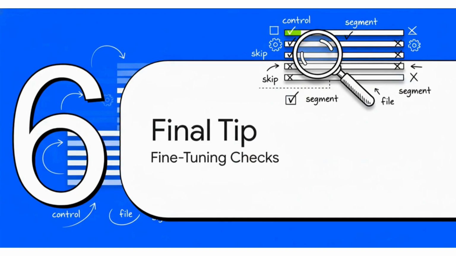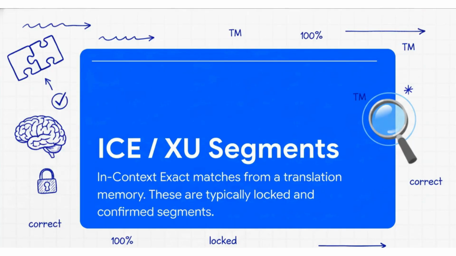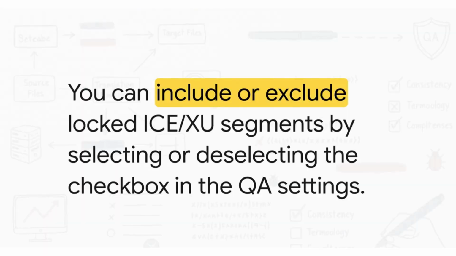Before we wrap this up, I want to leave you with one final, really useful tip. This is something that can save you a lot of time and help you focus your QA checks on what really matters. So let's quickly define a term you might run into, ICE or XU segments. It sounds technical, but it just stands for in-context exact matches. These are basically segments that were pulled from a translation memory and are considered a perfect 100% match. Usually they're already confirmed and locked, so they can't be changed. So what's the point? Well, in your QA settings, there's a little checkbox that lets you either include or exclude these locked segments from your check.